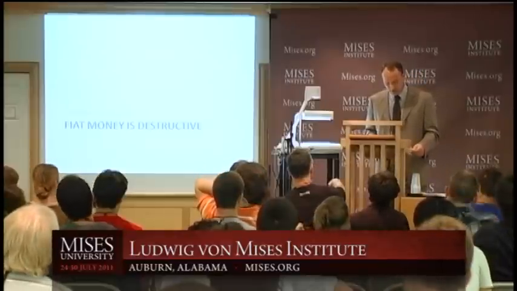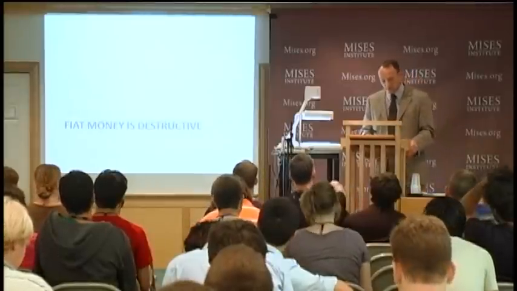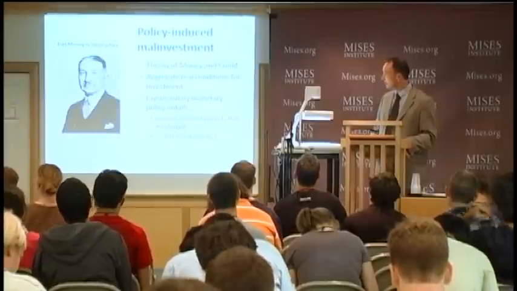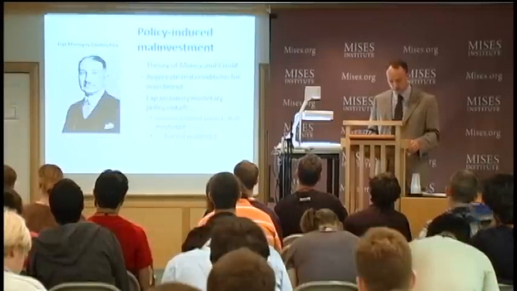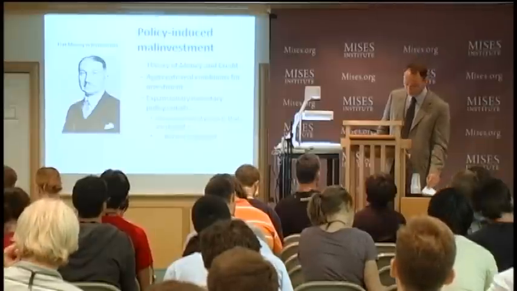Okay, last point. Fiat money is destructive. It's destructive for the reasons given by Mises. We have here a case of policy-induced malinvestment. His Austrian theory of the business cycle explains that artificial decreases of the interest rate, right, make it so that more investment projects are being started but cannot eventually be completed because the real resources necessary to complete these processes are lacking.